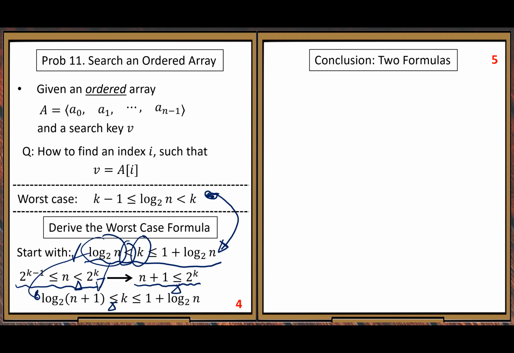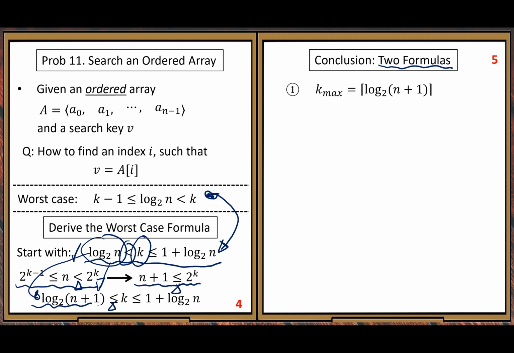So what's the conclusion? For the equality, to determine this k, we have 2 equivalent formulas. They have different forms, but they give the same number. The first formula gives K max, the maximum number of comparisons you need to do. K max equals the ceiling function of log base 2 of n plus 1.